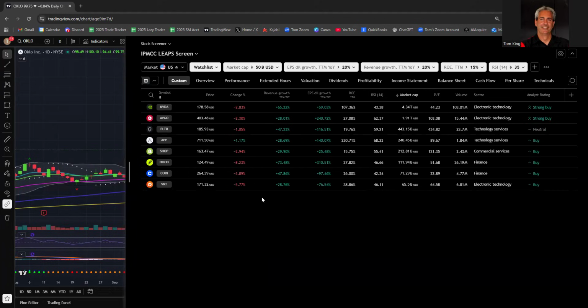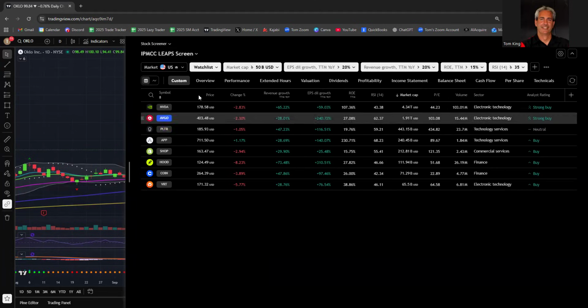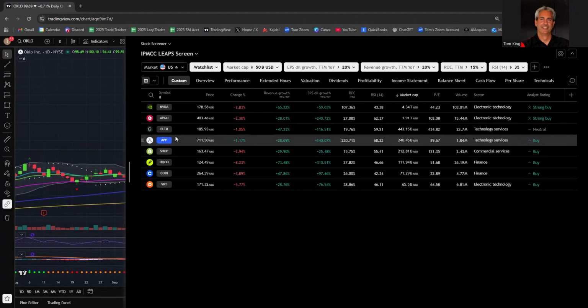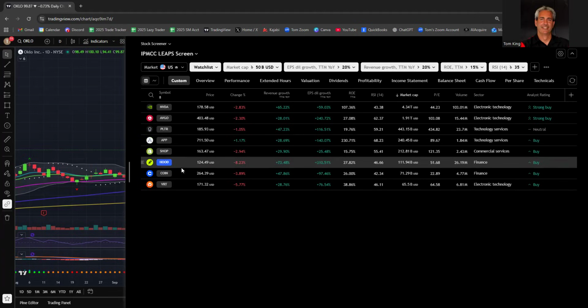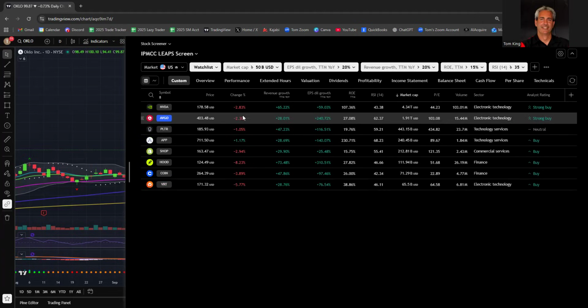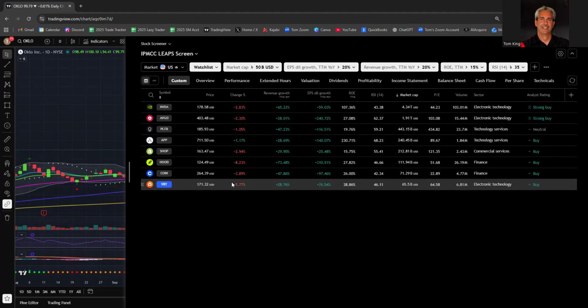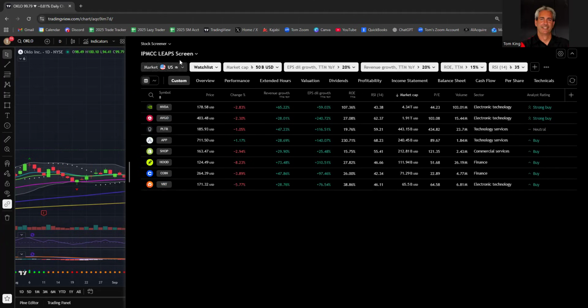Okay. So for income poor man covered calls, I look for anything with a 50 billion or higher market cap. I like 20% earnings growth, 20% revenue growth, and a 15% return on equity. Those are my three main criteria before I even look at charts. Oklo does not fit any of these categories right now. Only NVIDIA, Broadcom, Palantir, AppLovin, Shop, Hood, Coin, and Vertiv.